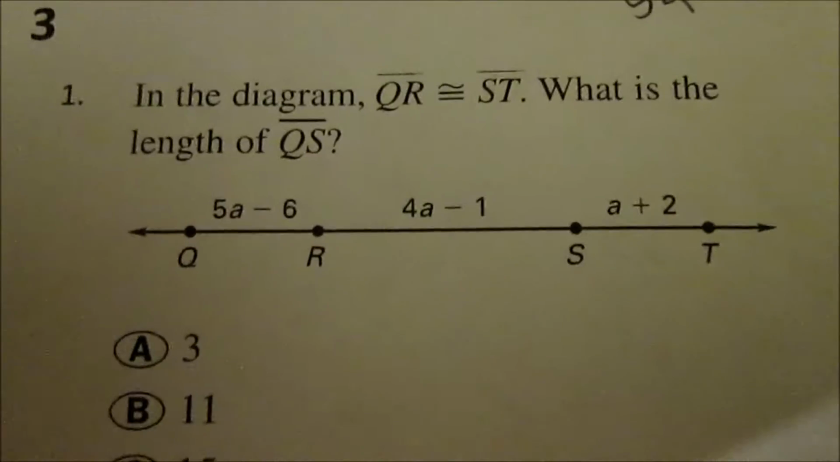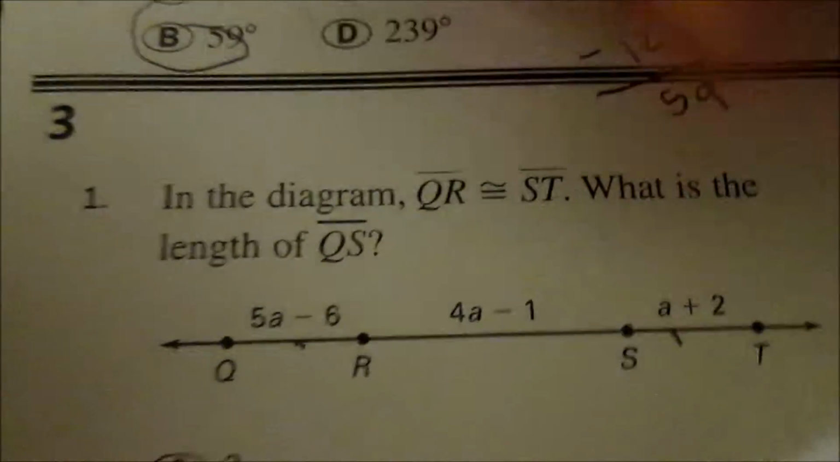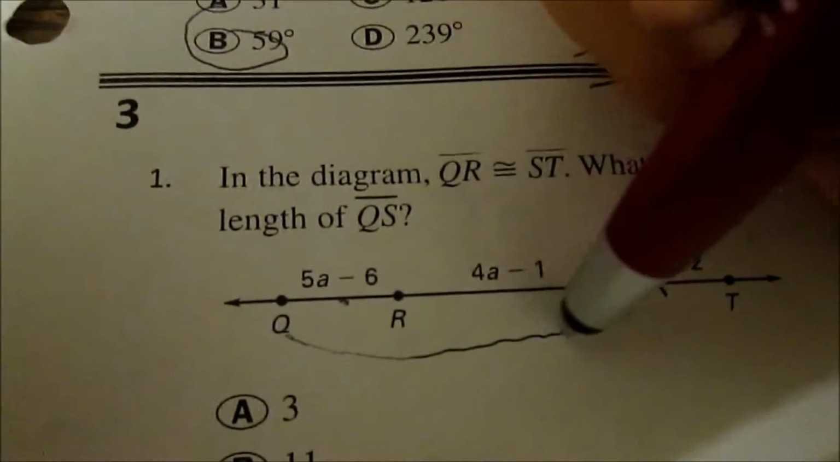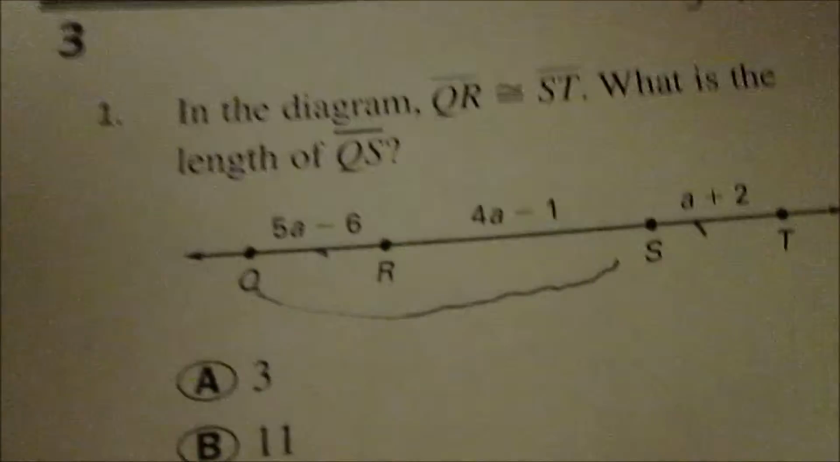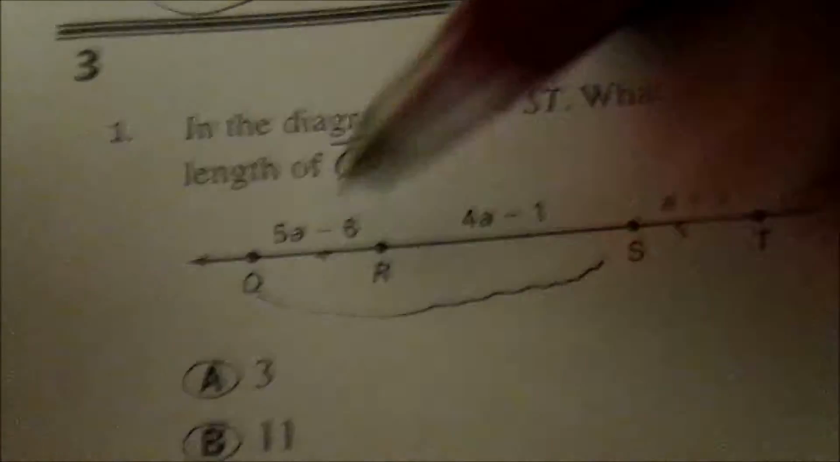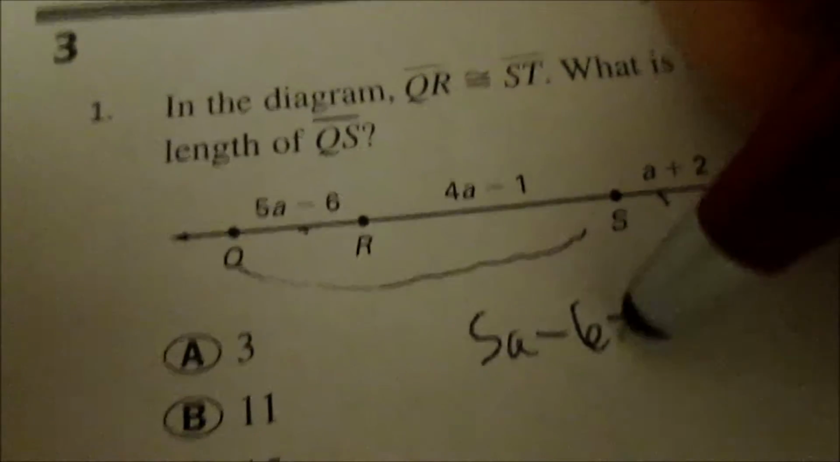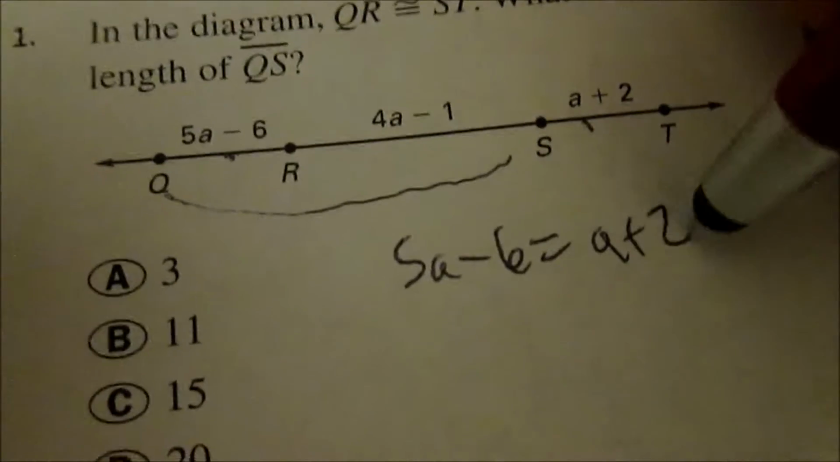Next question. Line segment QR is congruent to line segment ST. That means these two here are congruent. That means their measures are going to be equal. What is the length of QS? QS is here. So, looks like I'm going to have to find out what A is to find out the length of QS. So what I'm going to do first is set the measure of line segment QR equal to the measure of line segment ST. So 5A minus 6 equals A plus 2.